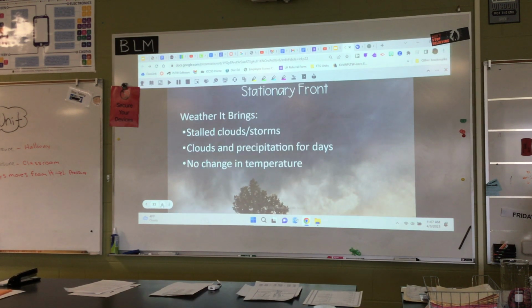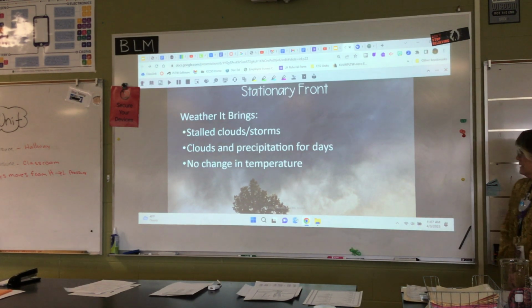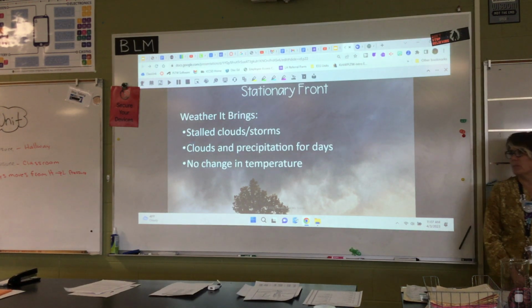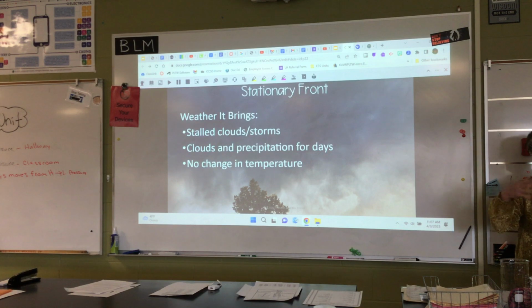All right, so what weather did they bring? Stalled clouds or storms. So if it's raining, it's probably gonna be around for a while and rain for a day or two, right? Or maybe all night. Oh, it just kind of rained all night. Clouds or precipitation for days. No change in temperature. It's not gonna be really warm and then all of a sudden cool down really quickly.